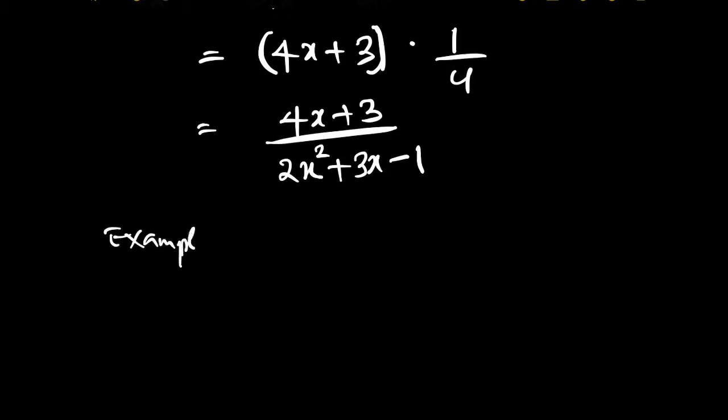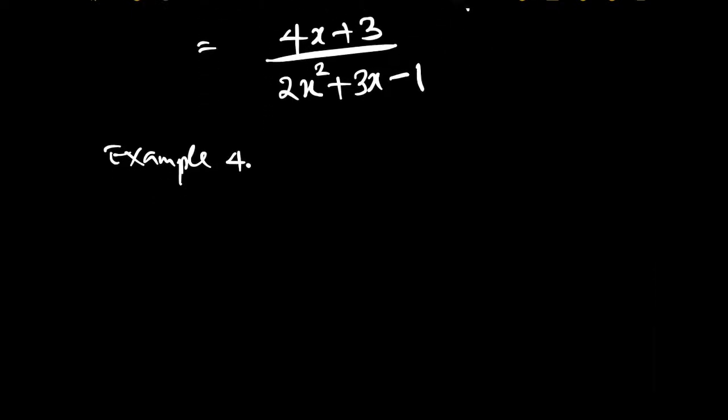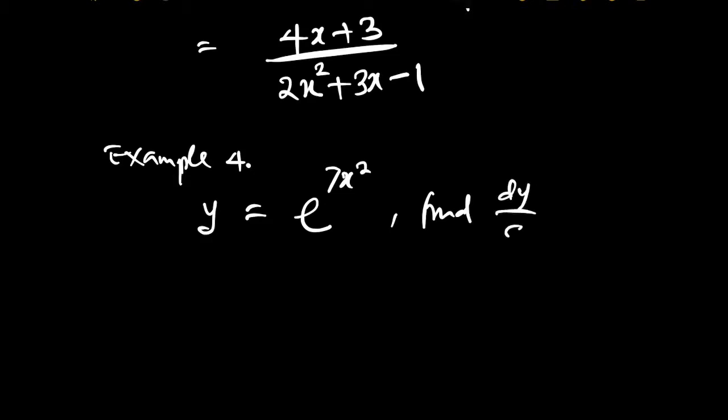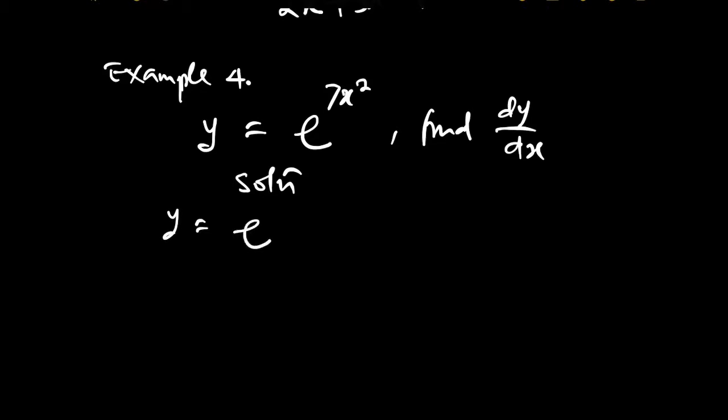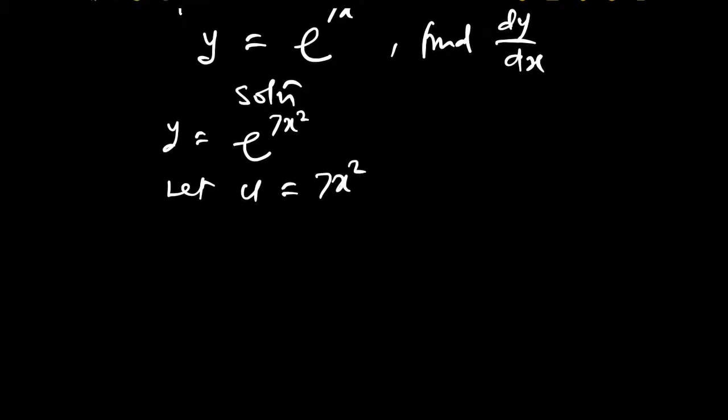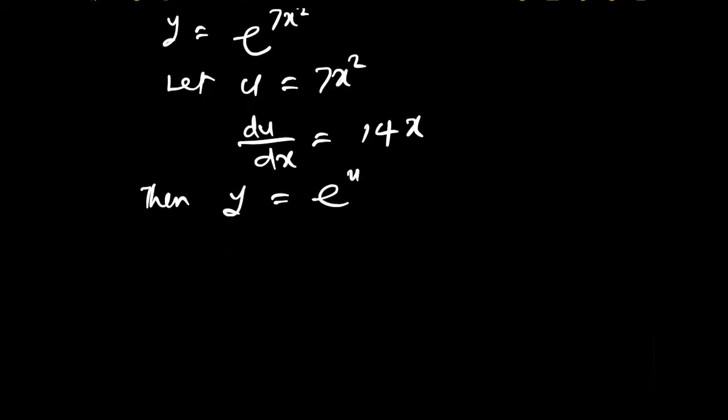Example 4. Y is equal to exponential 7x squared, find dy/dx. Solution. Y is equal to exponential 7x squared. Let u be equal to 7x squared, such that when we differentiate u with respect to x, we have 2 times 7, 14, 2 minus 1, 1. Then y becomes exponential u. When we differentiate exponential u with respect to u, we have exponential u. It doesn't change.